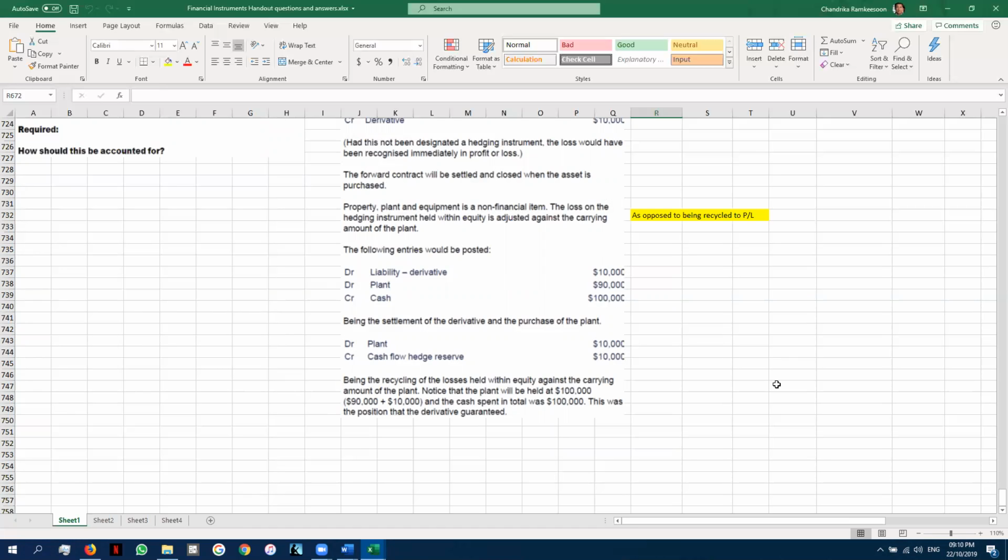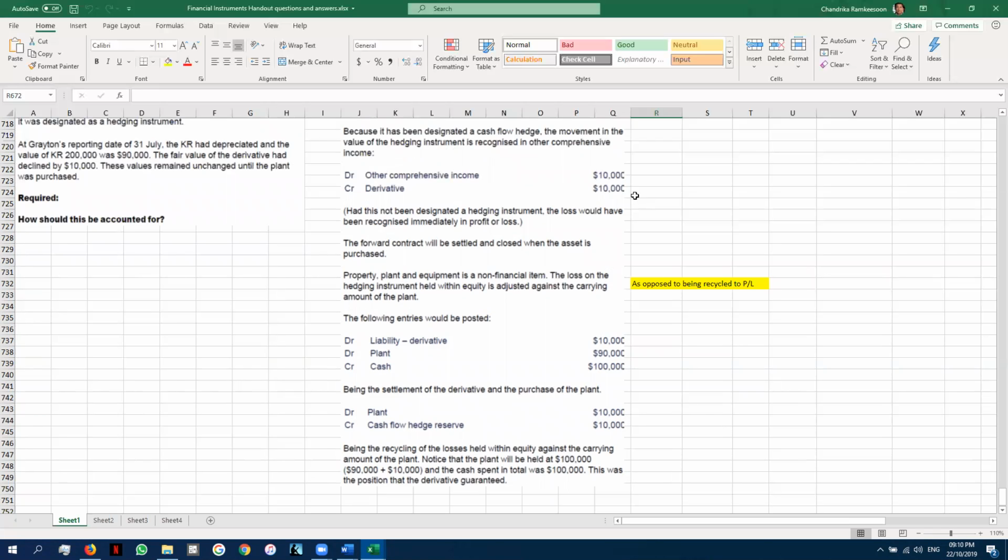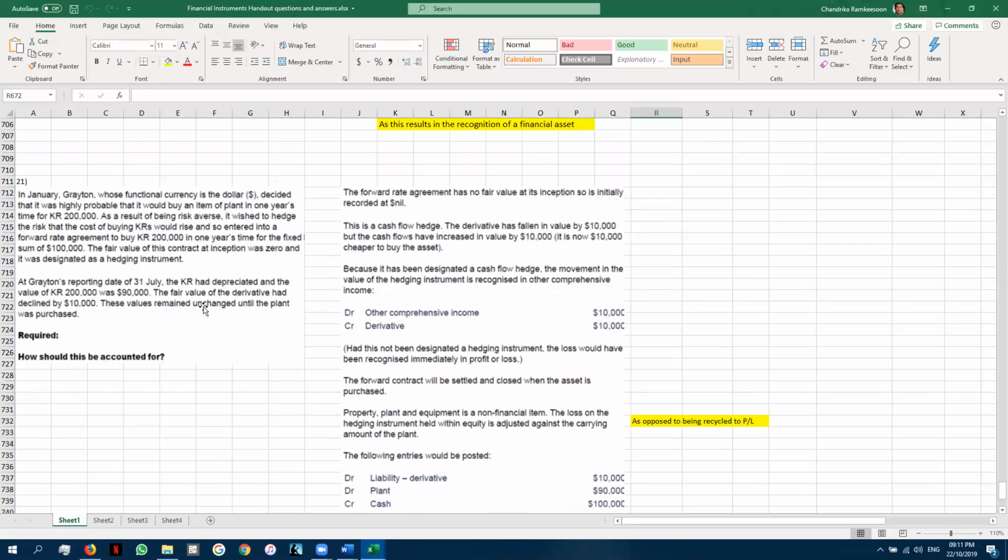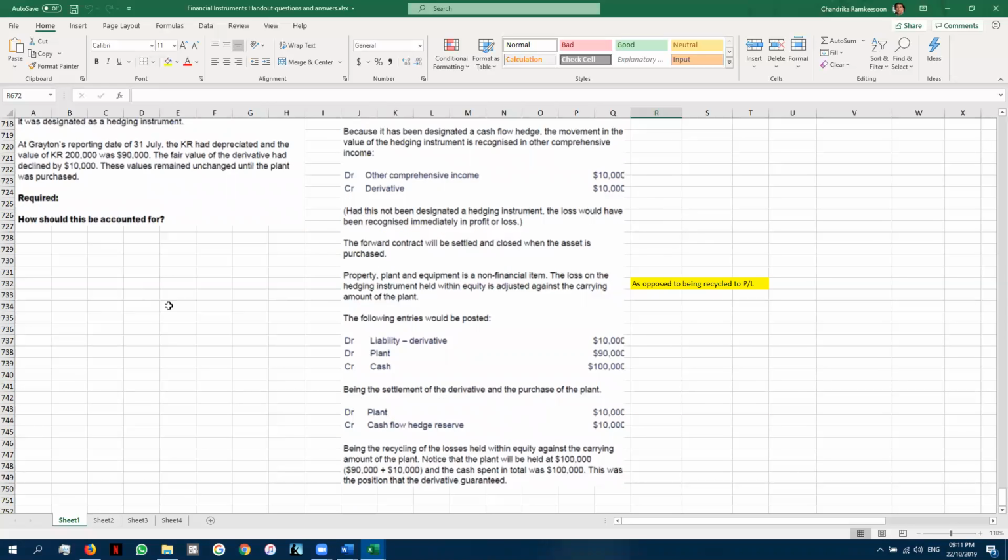The following entries will be posted. Debit liability derivative 10. Debit plant 90. Remember, that's the plant itself. Credit cash 100,000. Being the settlement of the derivative and the purchase of the plant. Remember, you were told here, they entered into to buy for a fixed sum of 100,000.